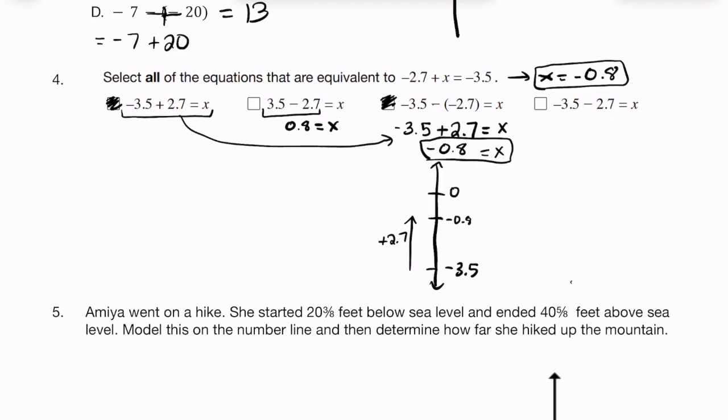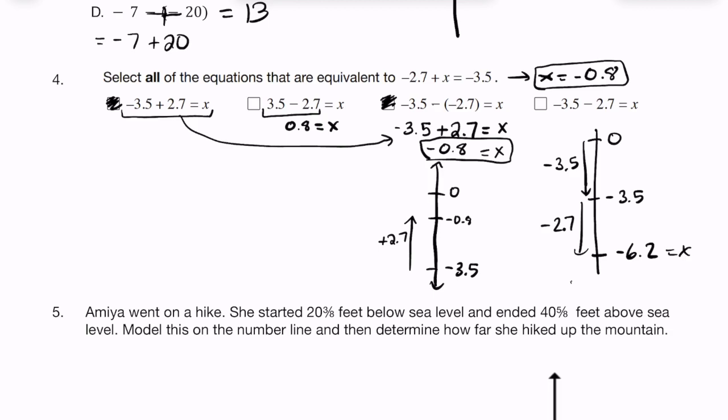And for the last one, you have negative 3.5 minus 2.7. So we think about that on a number line. You start at negative 3.5 and then you're going down 2.7. So to get to the negative 3.5, you've already gone down 3.5, and then you go down another 2.7. You're going to end up adding these absolute values, and you'll get that this ends up at negative 6.2. So that is not correct.